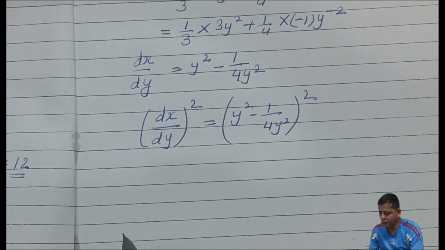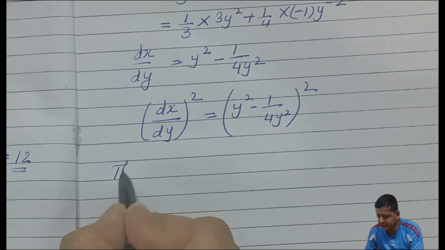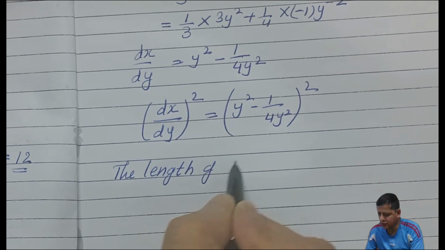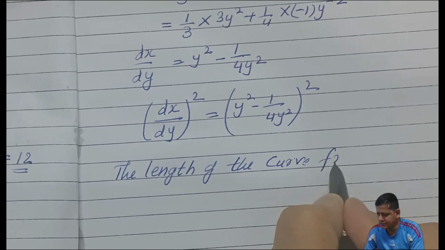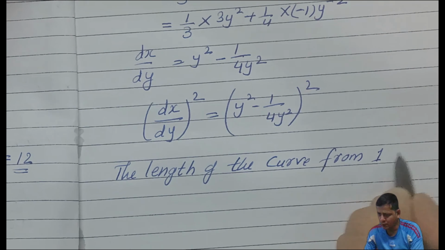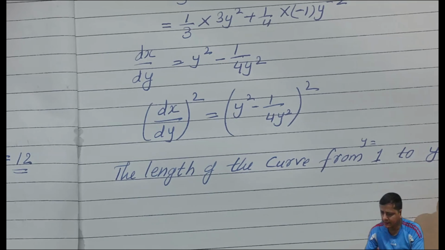So like we did previously, we do this. Now the length of the curve for y. Let's check the question, and once again it's given from where to where? It's given from y is equal to 1 to y is equal to 3.